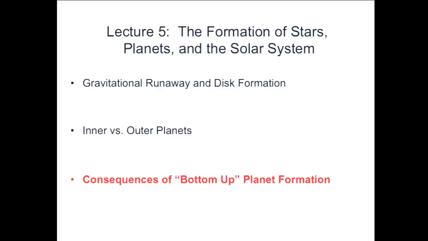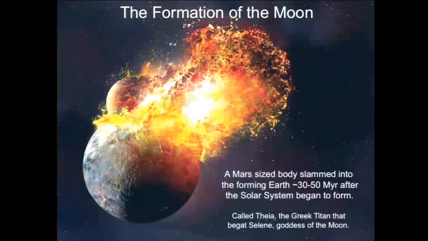So the first big implication, the first big consequence of this bottom-up planet formation is actually the formation of the moon. We think the moon formed in the collision of a giant asteroid with the Earth. This is an artist's conception of the young Earth, maybe 30 to 50 million years after the Earth formed, and it was slammed into by a huge object, about half the size of Mars is the best guess. And that collision ripped off material from the Earth, and out of the debris from that collision, the moon formed.